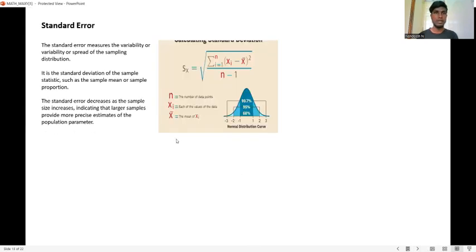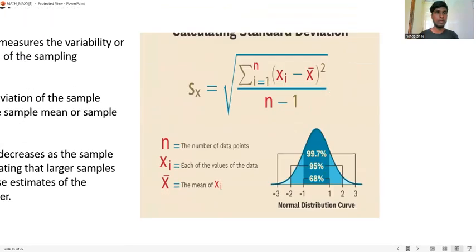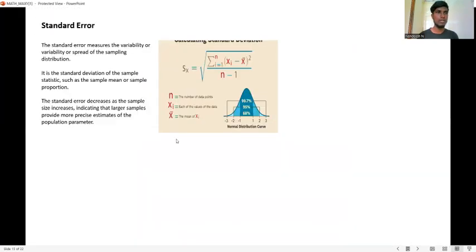Standard error. The standard error measures the variability or spread of the sampling distribution. It is the standard deviation of a sample statistic such as the sample mean or sample proportion. The standard error decreases as the sample size increases, indicating that larger samples provide more precise estimates of the population parameters.